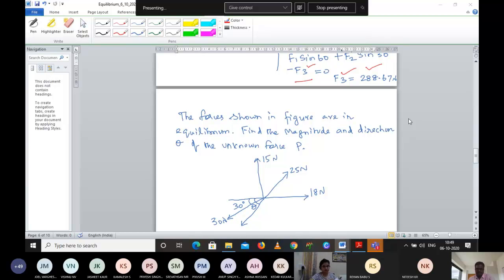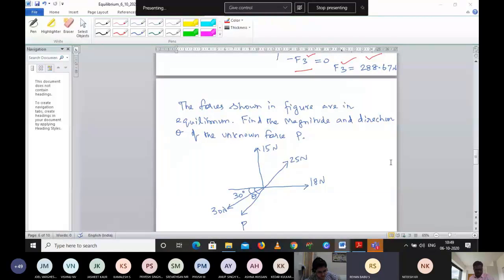Take down: the forces shown in the figure are in equilibrium. Find the magnitude and direction theta of the unknown force P. So how many forces are here? 4. I think I did not count the P. 5, sir. 5.